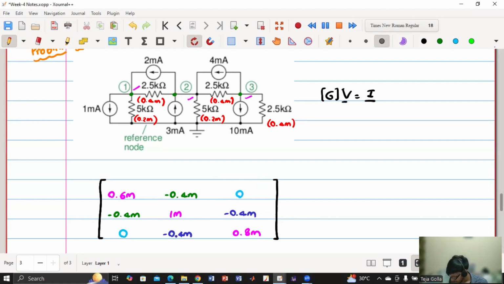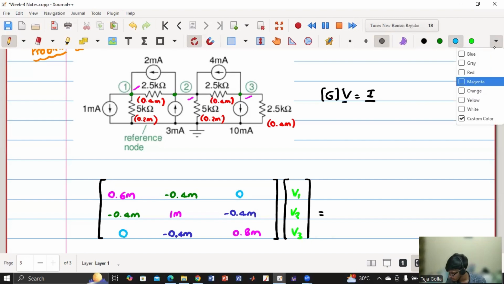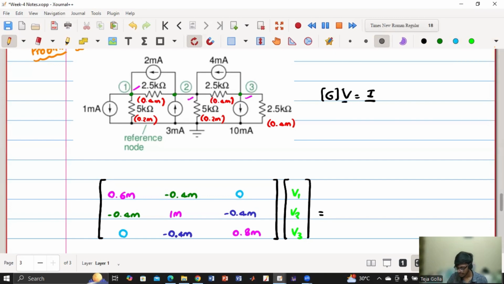And multiplied by the variables V1, V2, V3 is equal to, now comes the difficult or tricky part, which is the currents entering the node. So can you tell me what is the net current entering node 1? 1 milliamp, yes, you are right. And at node 2, what is the current entering?